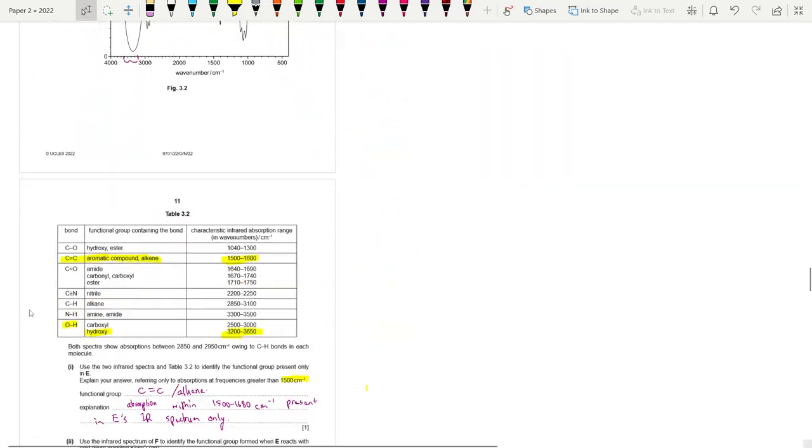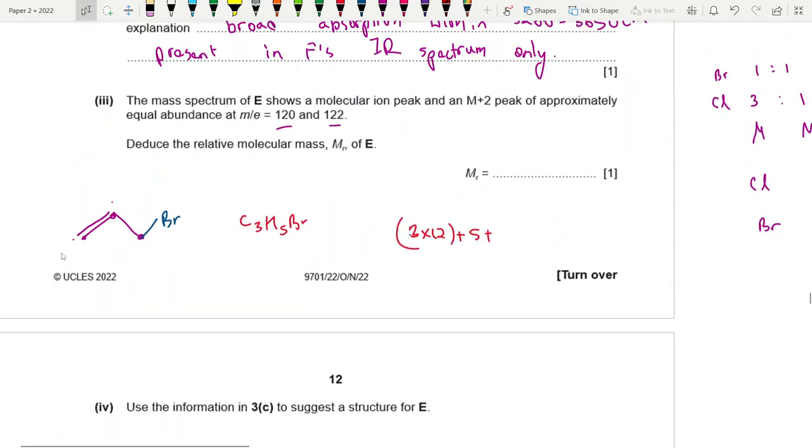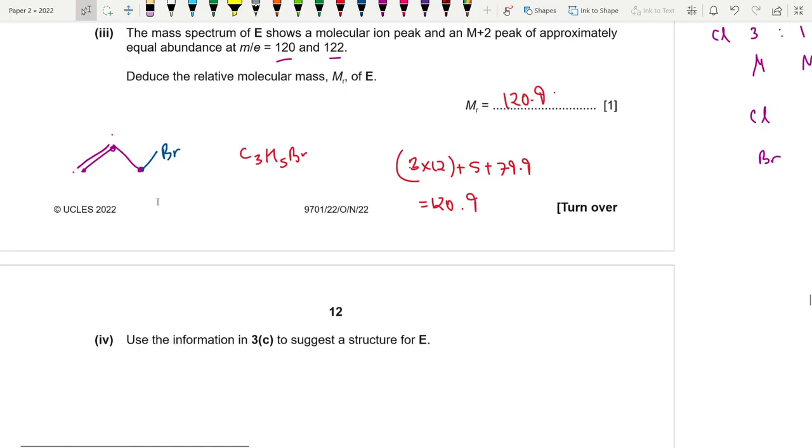Let's check. 79.9, okay. 3 times 12 plus 5 plus 79.9, that's 120.9. Okay, great. Or you could just go for 121, that's also fine. Do you guys get how I deduced it?